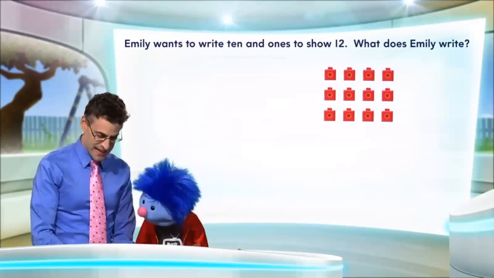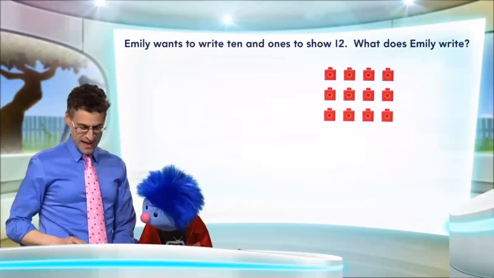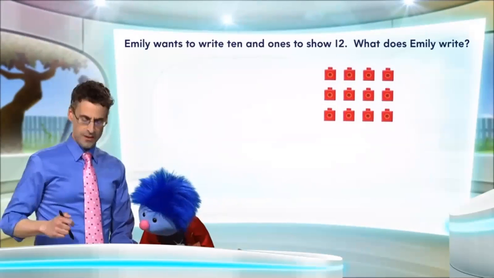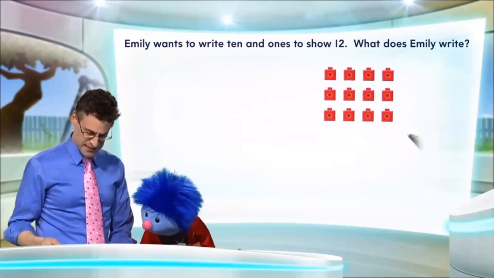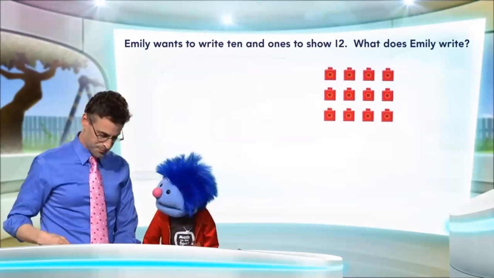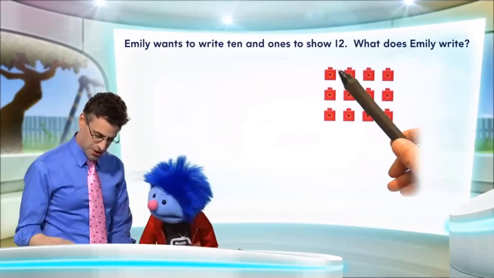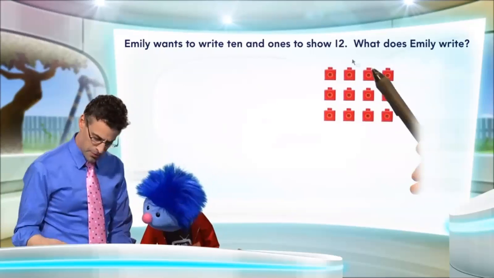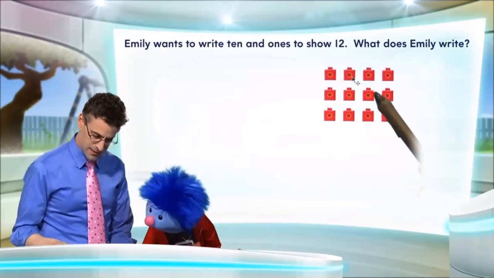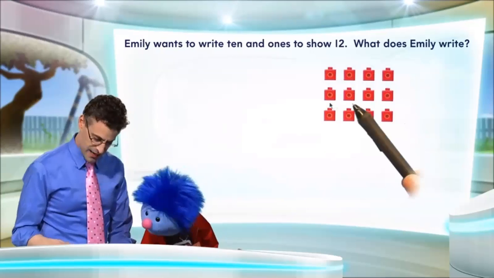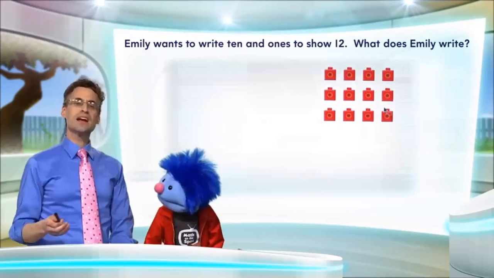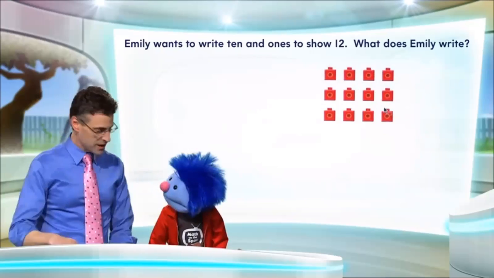So here I have a bunch of connecting cubes. And let's just see that this represents Emily's 12 because there are 12 connecting cubes. And let's count them back to back. We'll take turns, okay? Okay, here we go. You start. 1, 2, 3, 4, 5, 6, 7, 8, 9, 10, 11, 12. So there's 12. So these little connecting cubes represent the number 12.